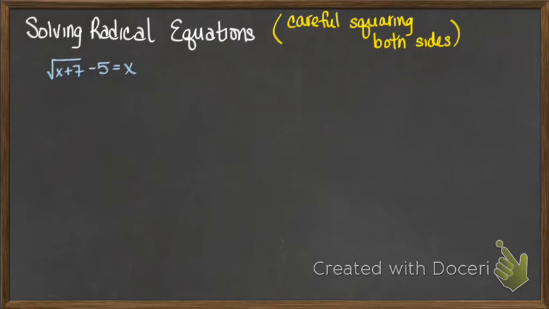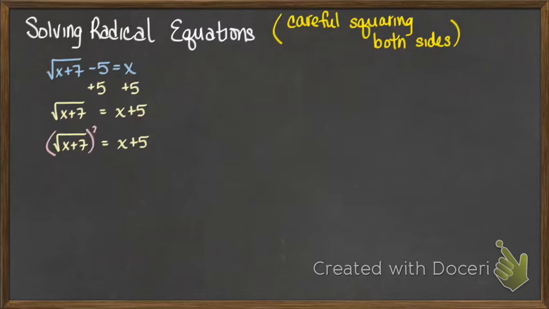There will be times where there's extra pieces, there's other moving parts, and so as you isolate that radical, in this case by adding 5 to both sides, we end up with a radical that's equal to a binomial expression, x plus 5. Now, when we square, we need to be careful. When you square both sides of this equation, we need to square the binomial, meaning we need to distribute. We need to acknowledge that it's x plus 5 times x plus 5, which means that we're going to end up with, on the left side, x plus 7, but on the right, x squared plus 10x plus 25.